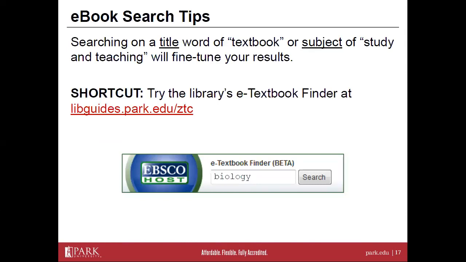You could type in any subject, any topic, and it will automatically apply some of these limiters that I have listed at the top of the slide to narrow down the scope of the search results. So you should be seeing only those ebooks that come close to approximating other types of textbooks, just to save you a few steps in trying to build that search query. So again, that search tool is not available on the library homepage or other pages, but on this particular link of libguides.park.edu/ZTC.